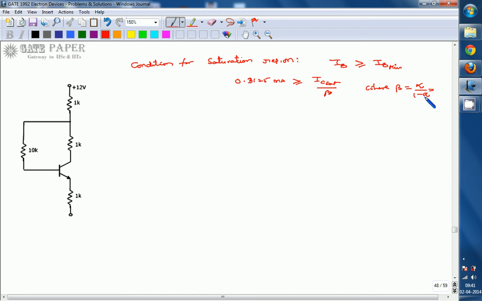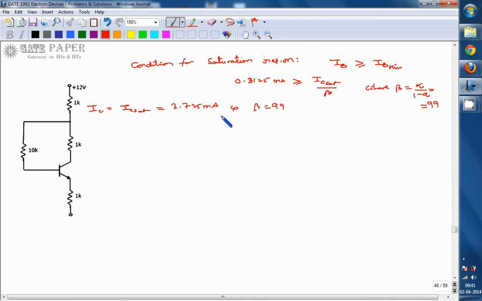So this is going to be equal to 99, the beta value. From this one IC saturation is nothing but 3.725. Okay, this IC saturation is nothing but the IC value. IC value itself is going to be treated as IC saturation because the transistor is in saturation, the value is going to be constant. So that will be equal to 3.725 milliamperes and beta value is 99.